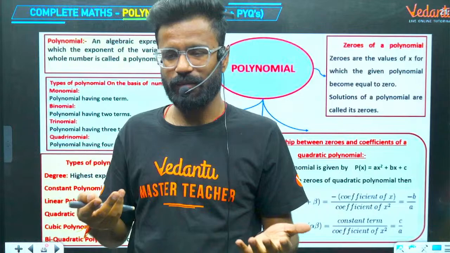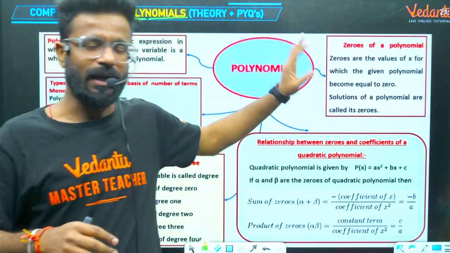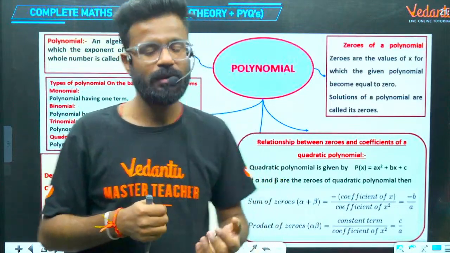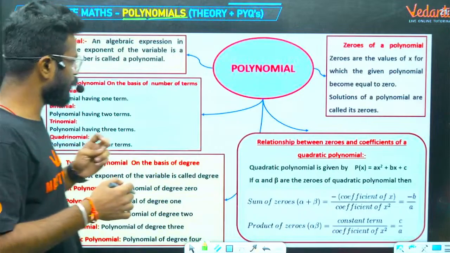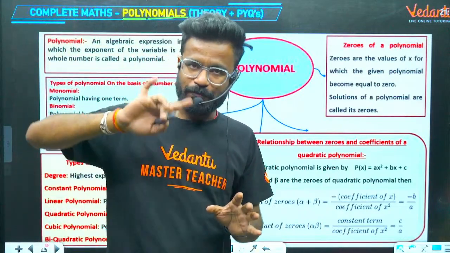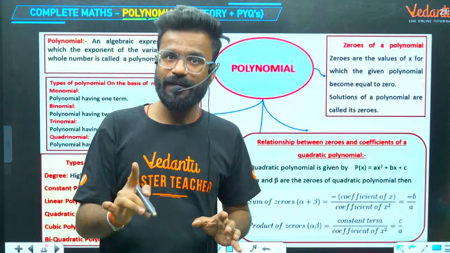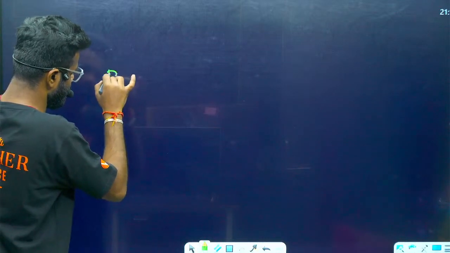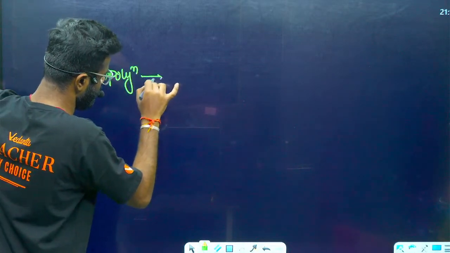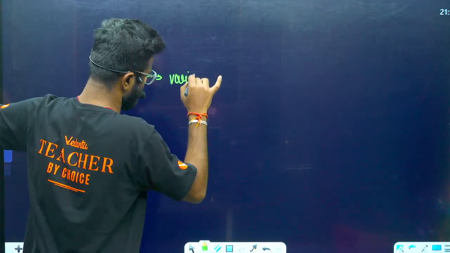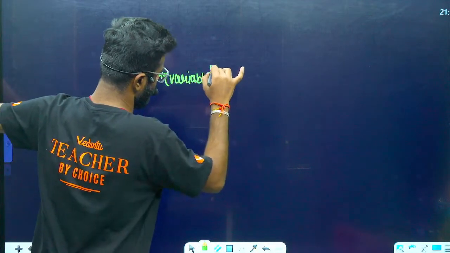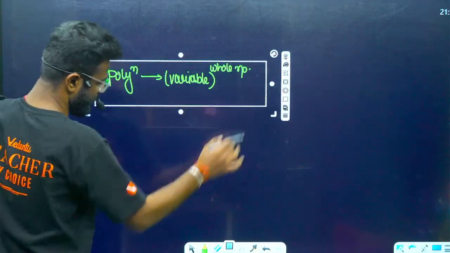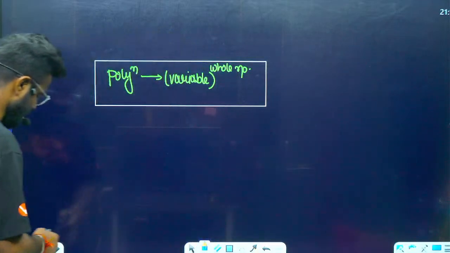Root 2 is an irrational number, same as we proved earlier that root 5 is an irrational number. So simply you can also prove these types of questions, very simple. Okay, so in polynomial the power of variables is always in whole number. See, it's very simple, very clear. In polynomial the power of variable is always a whole number. Simple.